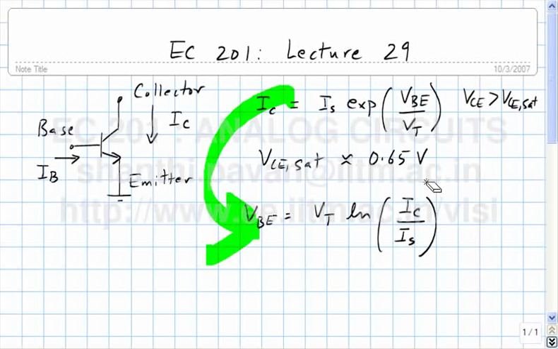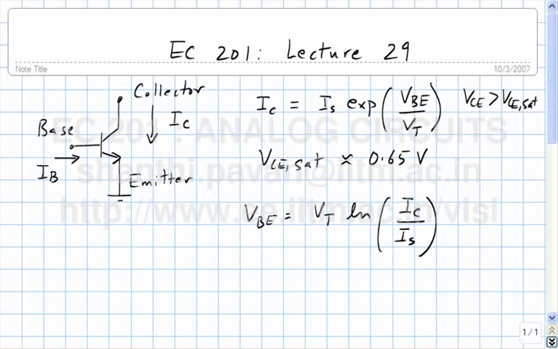Is is of the order of a few picoamps. So normal currents in the case of bipolar transistors would at least be several hundreds of microamps. So we can see that this IC by Is is a large number, and it turns out that, loosely speaking, if a reasonable amount of collector current is flowing in the transistor, you can approximate the base emitter voltage of the transistor by a nominal value of about 0.65 volts.